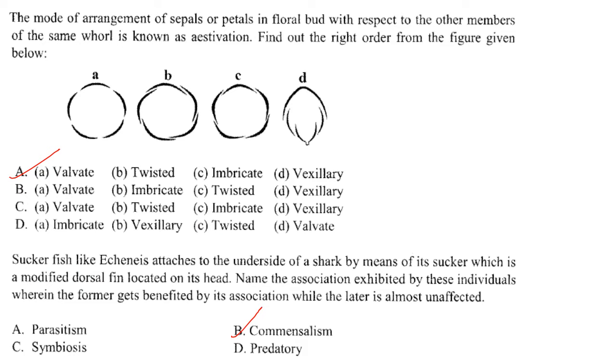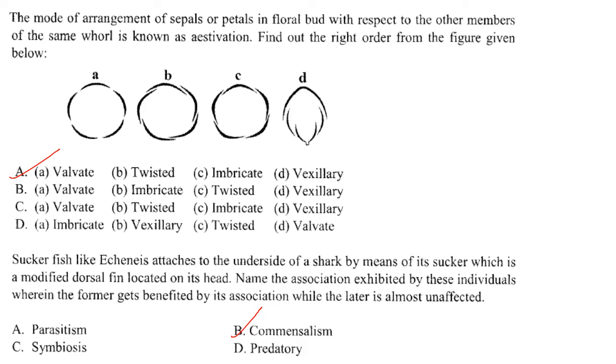So coming to the first question, the mode of arrangement of sepals or petals in a floral bud with respect to the other members of the same whorl is known as estivation. Find out the right order from the figure given below. So first is the valvate condition, then comes the twisted condition, and this is imbricate, and the last one is vexillary. So the answer here is option A.